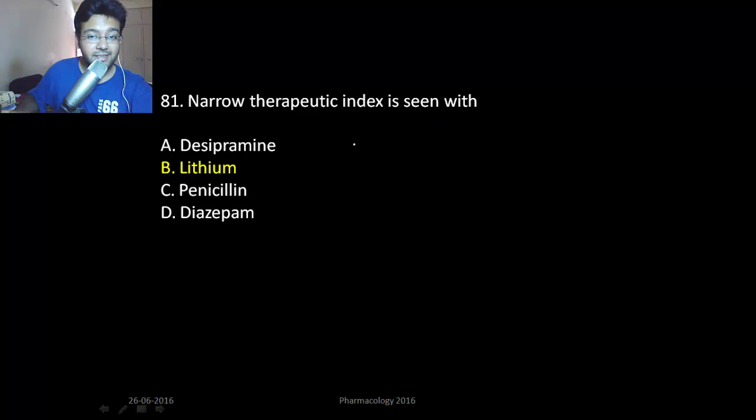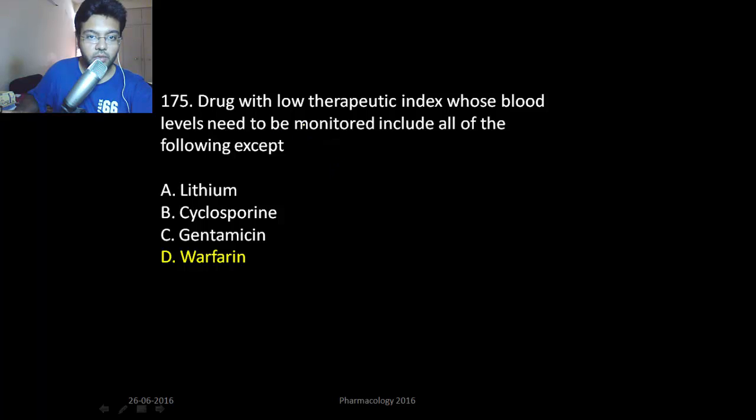Narrow therapeutic index is seen with lithium, right? Drugs with a low therapeutic index whose blood levels need to be monitored. These are aminoglycosides, cyclosporine, lithium, right? Anticoagulants can be monitored by measuring prothrombin time. You don't want to go inside plasma and measure how much warfarin is present. You could easily just prick your finger and know the bleeding time or prothrombin time.